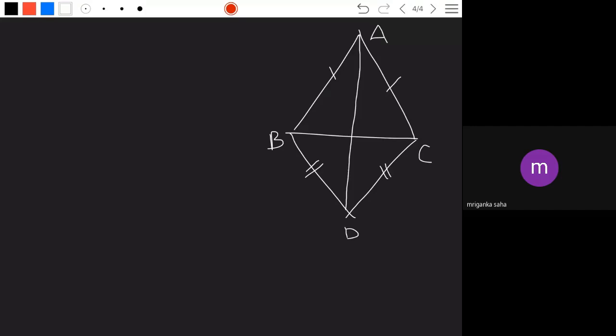Now, to prove SSS congruency, by the SSS congruency, which triangles will you take? ABD is equal to ACD. Very good. Equal, not congruent. Don't use congruence, sir. Sorry, sir.